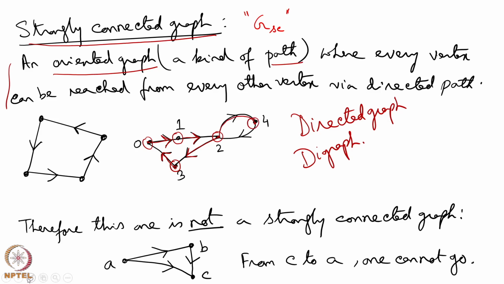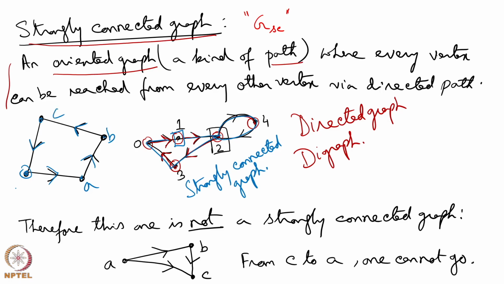Similarly, if you start from 2, you can reach 3, 0, 1 and also 4. Similarly, if I start from 1, I can reach all the vertices following the arrows and so on. So, this is an example of a strongly connected graph, and if I take this as an example, you can see the arrows and you can clearly understand that starting from any vertex A, B, C and D, you can reach any other vertex.